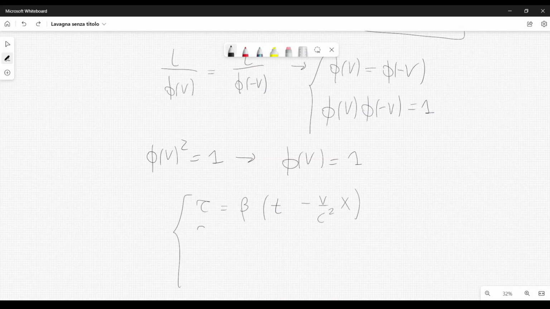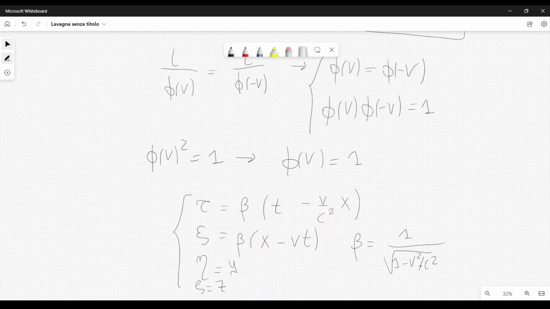And then you get xi equal to beta times x minus vt, and eta equal to y, and zeta equal to z, where beta is equal to 1 over the square root of 1 minus v squared over c squared. And these were Einstein's considerations, which led him to find these laws, which are also known as Lorentz transformations.